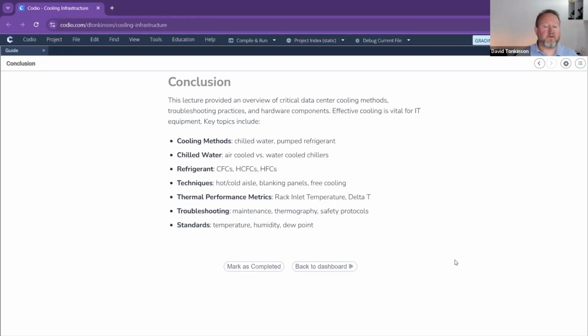And we know we can do some beautiful maths for our thermal performance metrics in terms of rack temperature and the delta T's to see how well we're doing. And we can use that intelligently to then make tweaks and changes to how our HVAC system is performing and what we are doing in our racks. And we had a good little chat about some troubleshooting, maintenance theories, and some safety protocols.